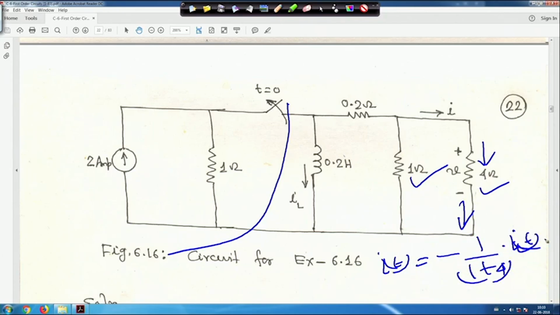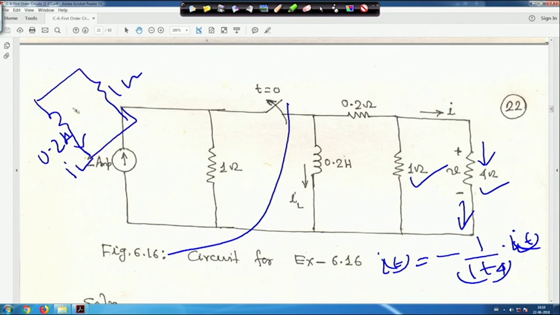So, this minus is taken because of the direction we have taken, right. In that case, if you draw a circuit like this, there is 0.2 Henry and the equivalent resistance was 1 ohm, and this is IL, the current flowing like this, right.